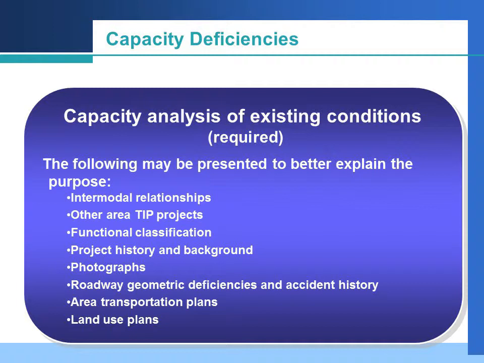Additional information that may be presented to better explain capacity deficiencies as a purpose for the proposed project includes intermodal relationships, including bicycle and/or pedestrian systems, transit, port facilities, high-occupancy vehicle lanes, and airport facilities. Other area TIP projects. Functional classification of the existing roadway network. Project history and background information. Photographs. Roadway geometric deficiencies and accident history. Area transportation plans, local, state, federal, and land use plans.